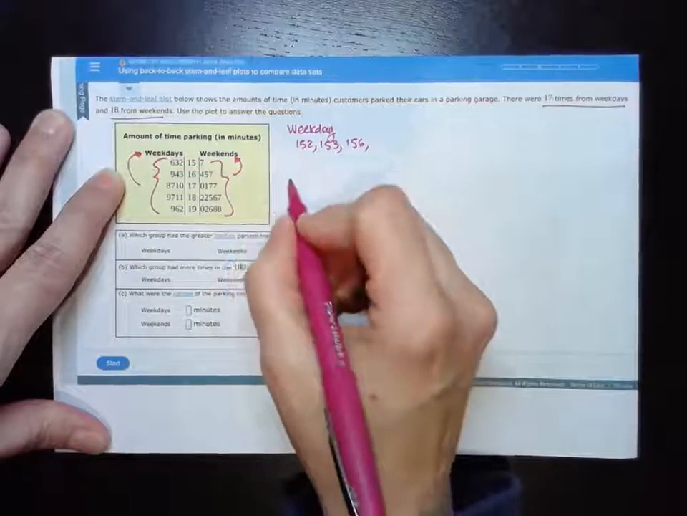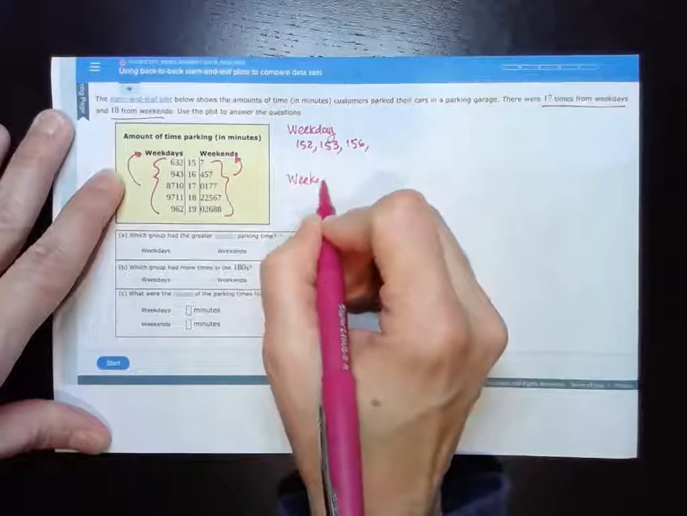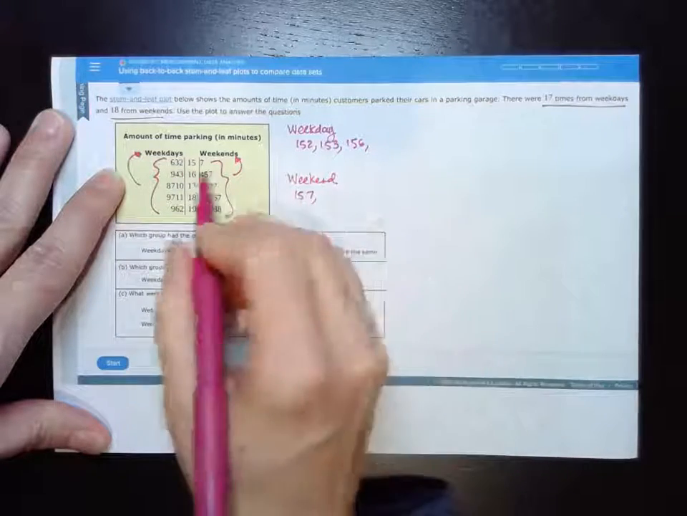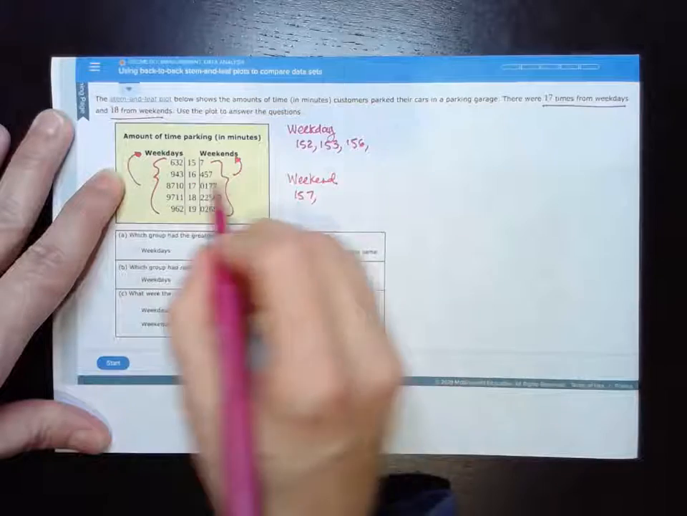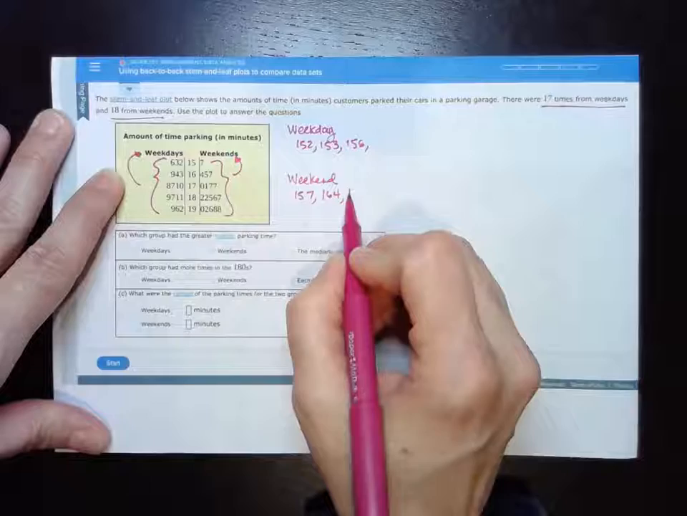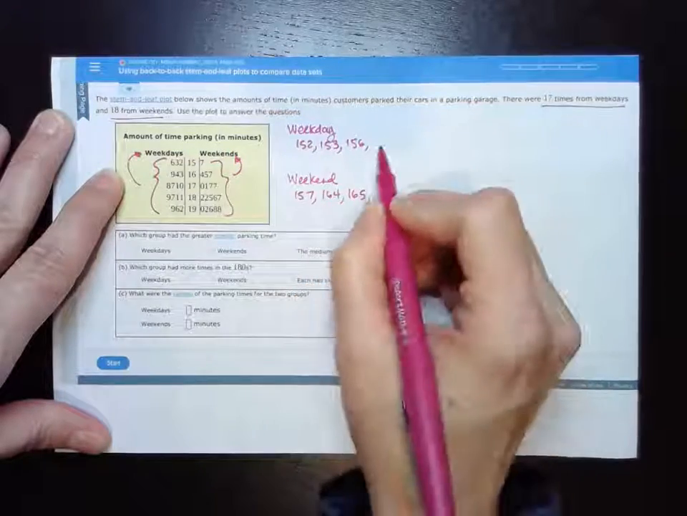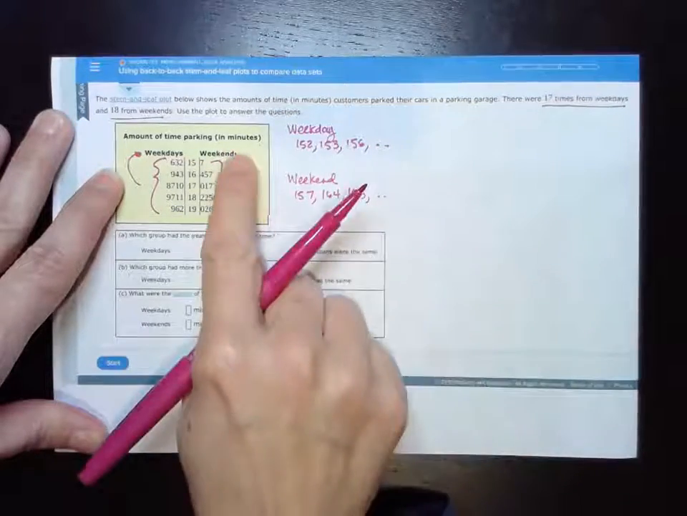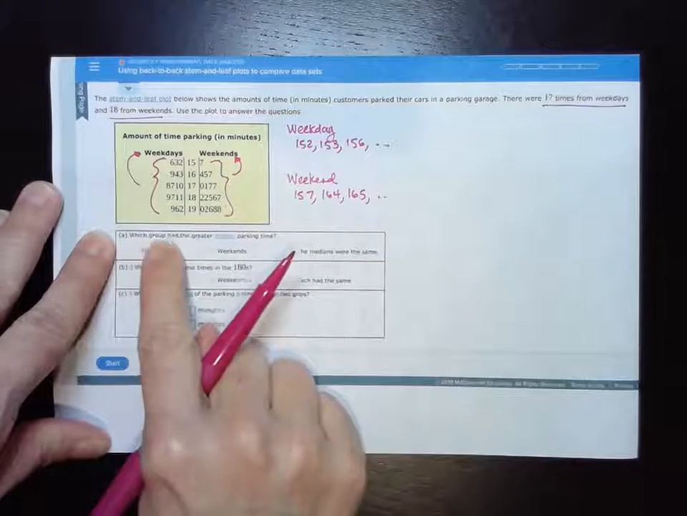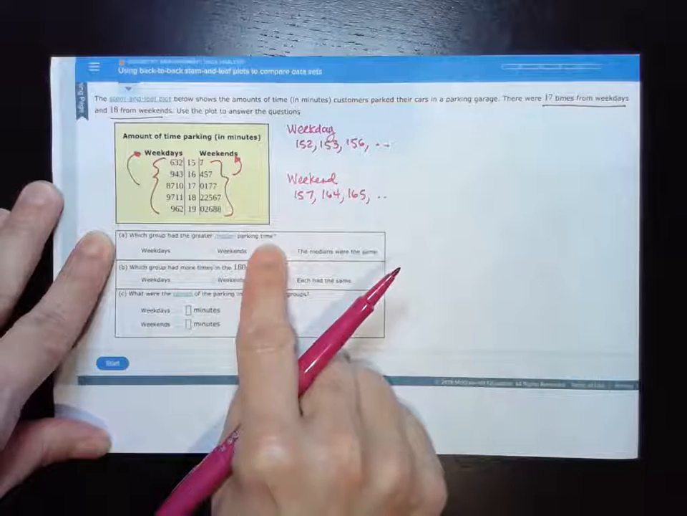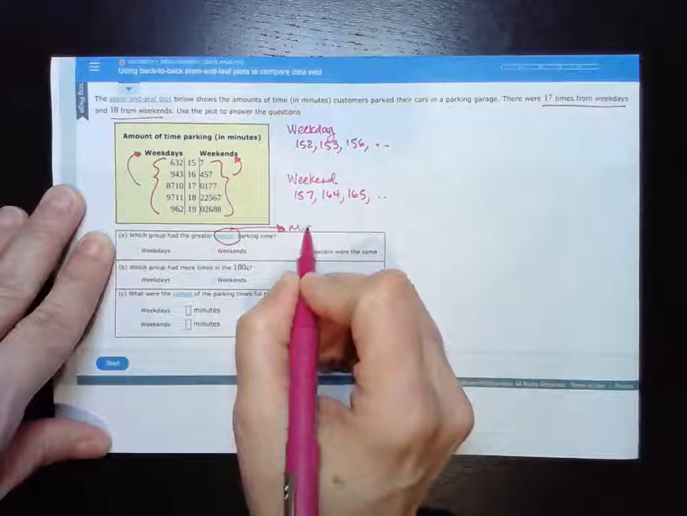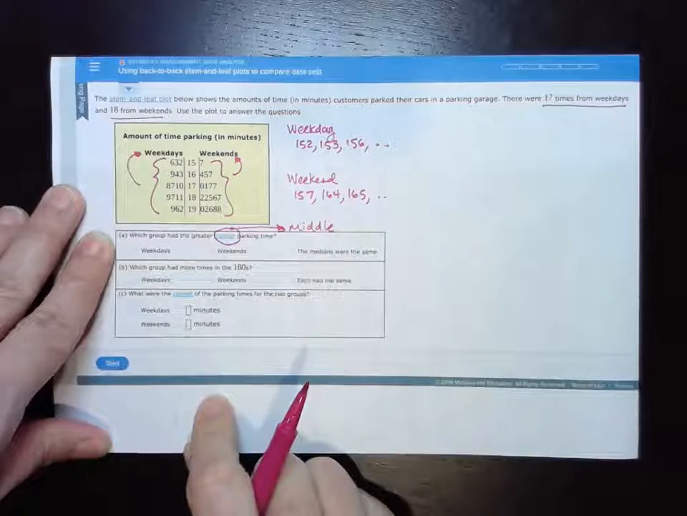Okay, so for weekend, the first piece of data would be 157. The second piece of data would be 164. The third, 165, and so on until you listed out all 18 of the weekends. So this says which group had the greater median parking time. Remember that median means the middle. So you're looking for the number in the middle.